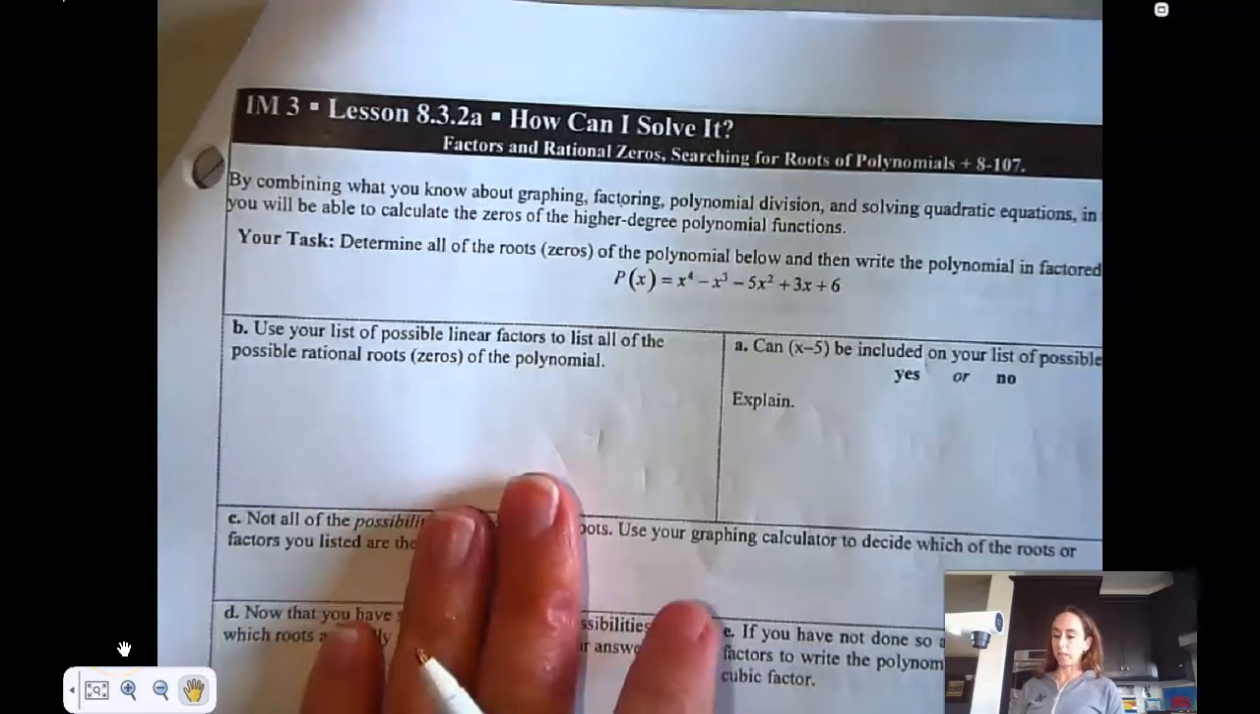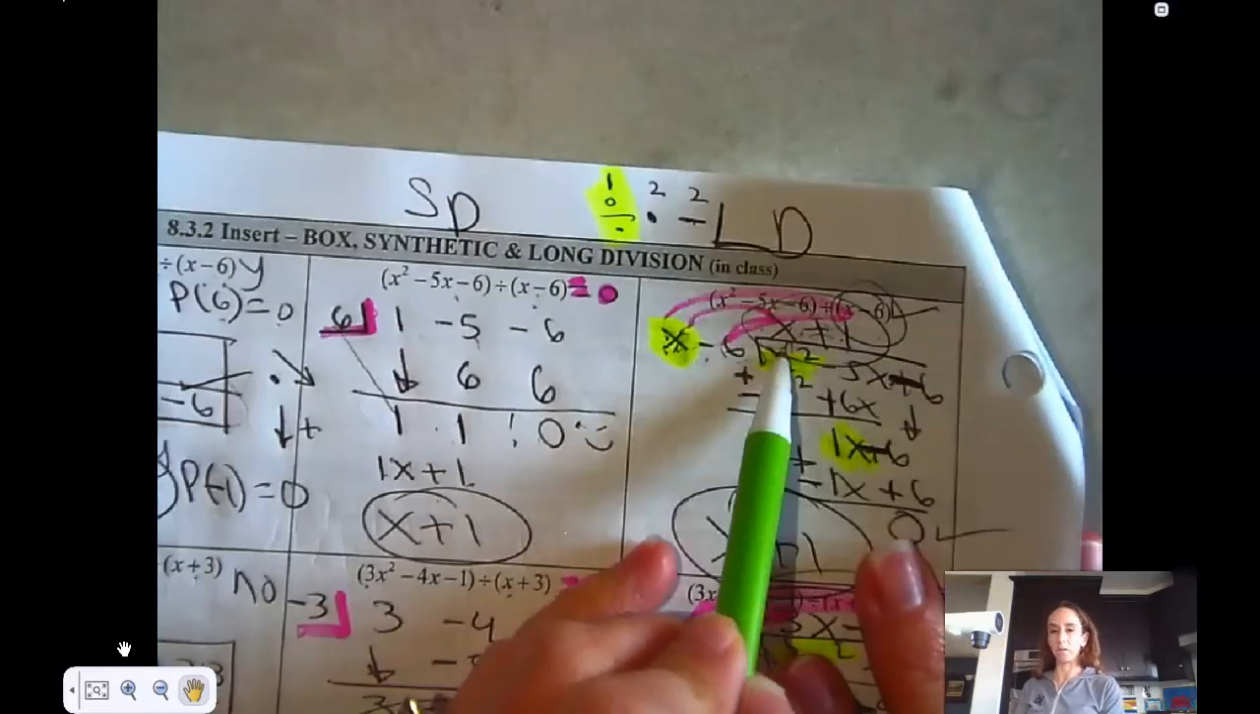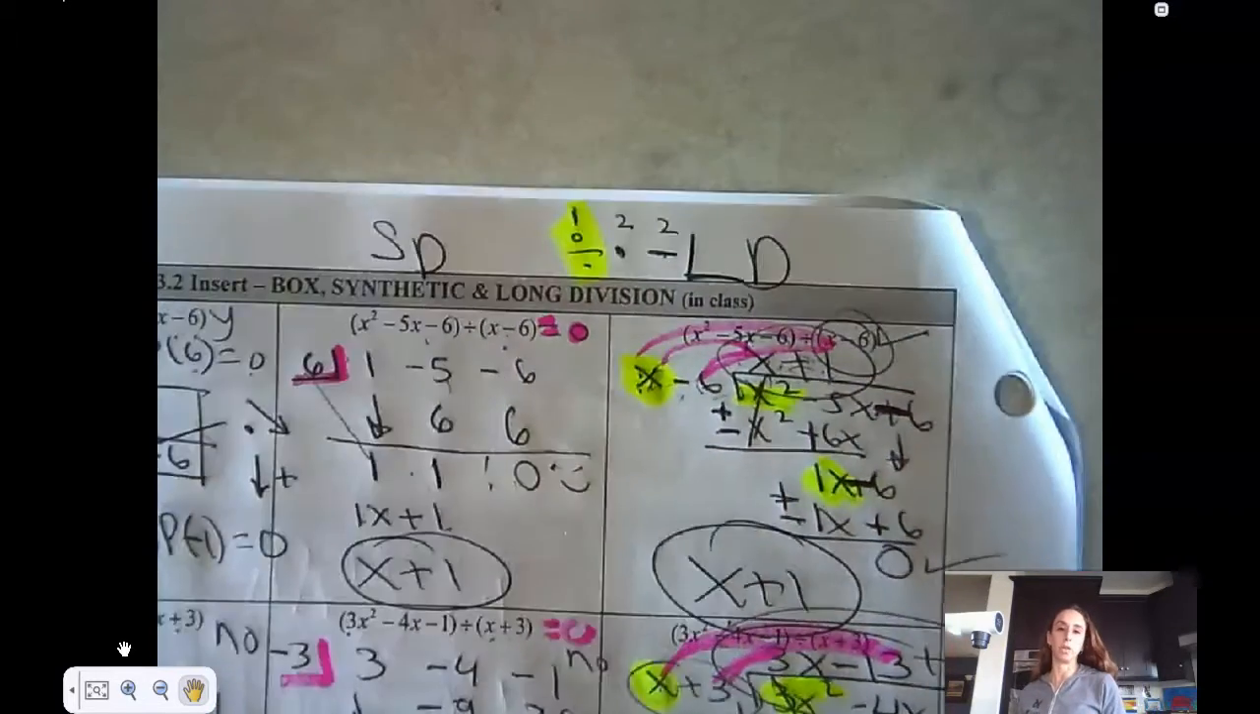All right, so in this section, you're going to use what you learned before. So you're either going to use the box, use synthetic division, use long division, or even use synthetic substitution. And you're going to actually find the roots yourself.